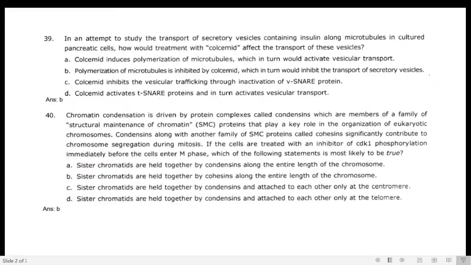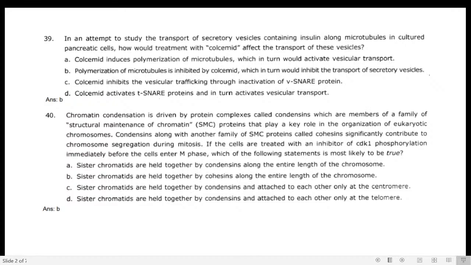The microtubules and spindle formation are a polymerization process. So as per the statement, B is the correct answer: the polymerization of microtubules is inhibited by colcemid, which in turn would inhibit the transport of secretory vessels. First step, it inhibits the polymerization of microtubules. Due to that, the transport of secretory vessels is inhibited. This is a very important concept in the cell cycle. Colcemid can also destroy already formed spindles. It affects the transport of vessels because it inhibits the polymerization of microtubules. It's a concept. This is the question and answer.